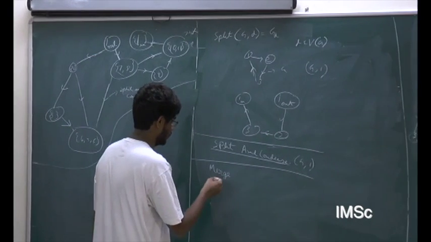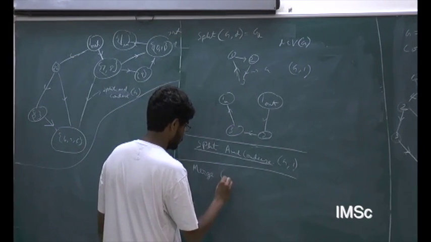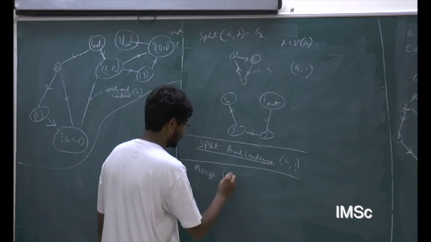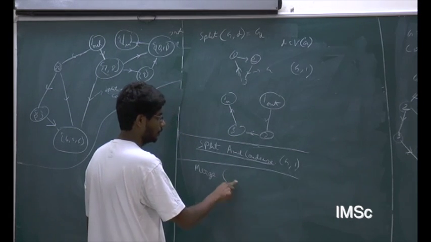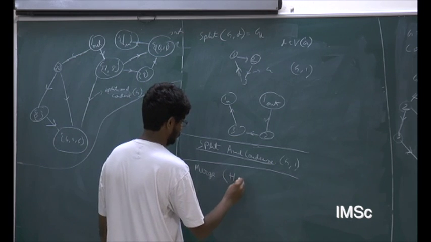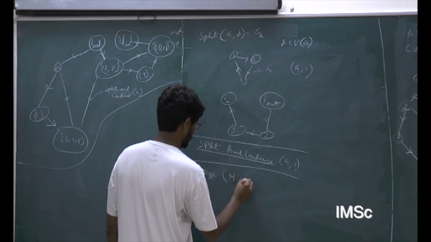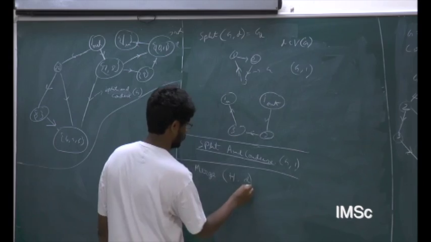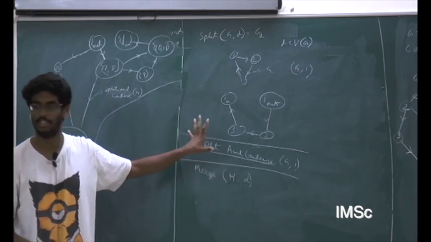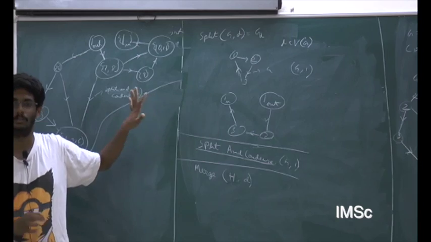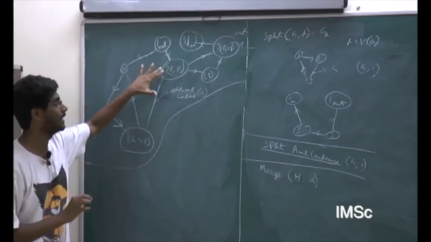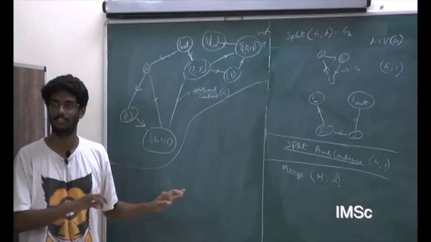This is kind of an artificial thing. So merge takes a graph G, or rather a ditch D. You just take a subgraph, call it H, and D. Okay. So this H could be a subset of the vertices.